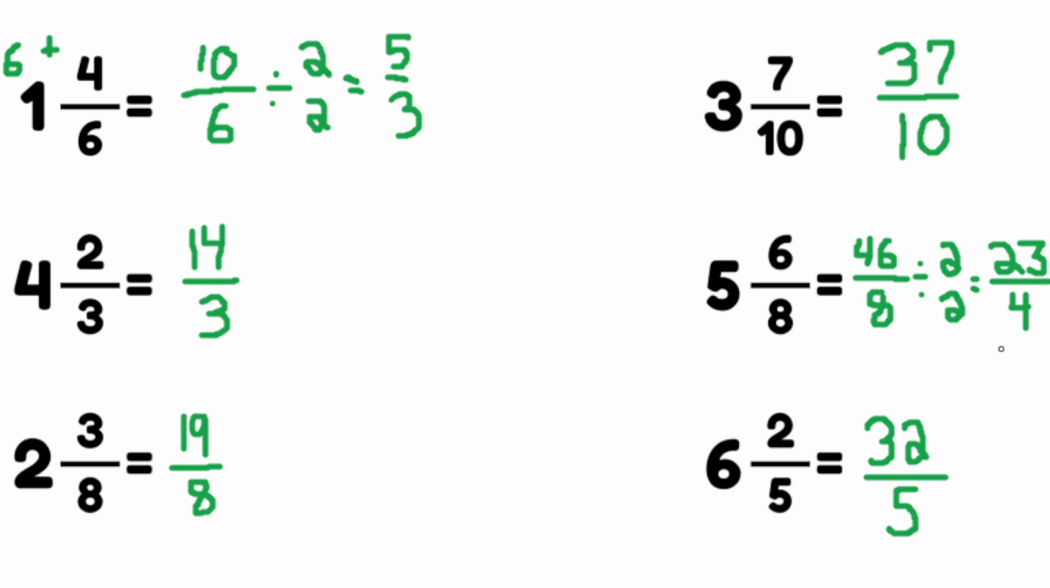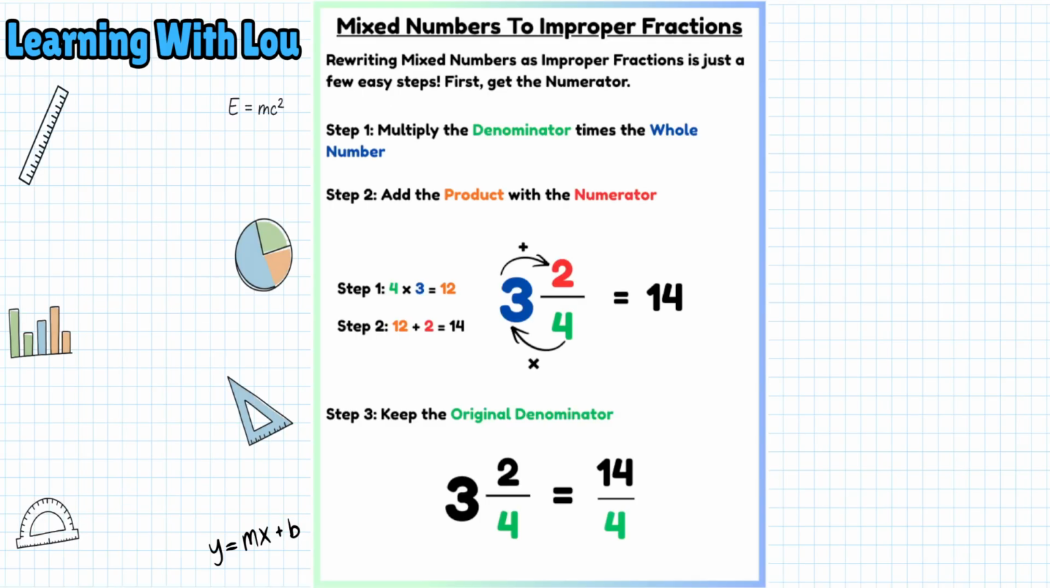So hopefully you got those answers correct. Rewriting mixed numbers as improper fractions is really not so bad. It's just 3 easy steps, and I like to think of it as a cycle. I always tell my students, think about it like a cycle. Starting from your denominator, just multiply the bottom, add on top, and then you get your new numerator.